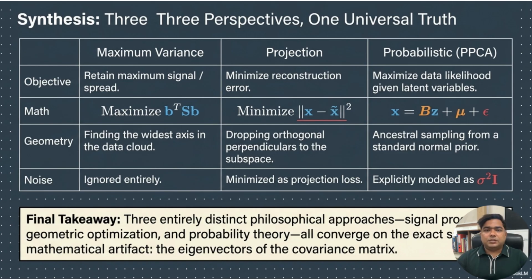These three viewpoints seem different. One comes from signal processing, one comes from geometric optimization, one comes from probability theory, but all three lead to the same mathematical result. The important directions are the eigenvectors of the covariance matrix. This is the universal truth of PCA.